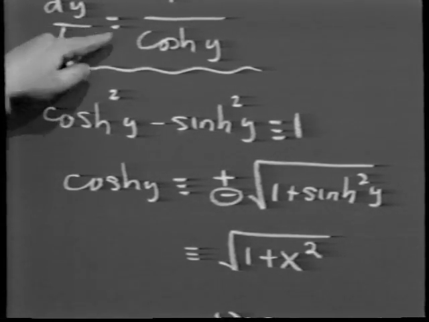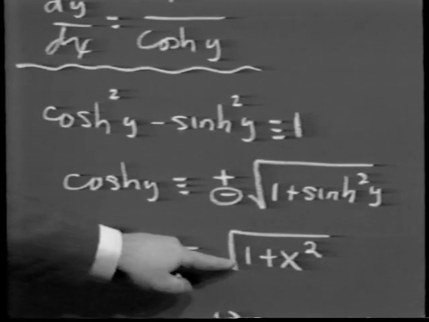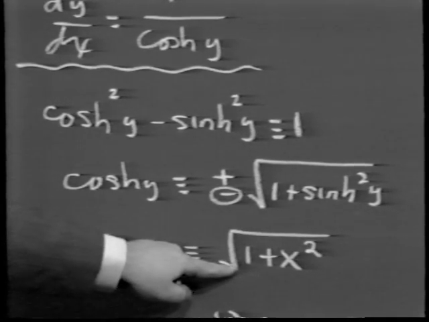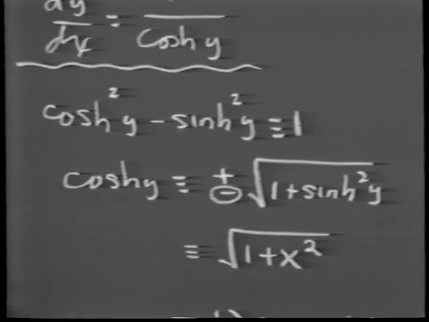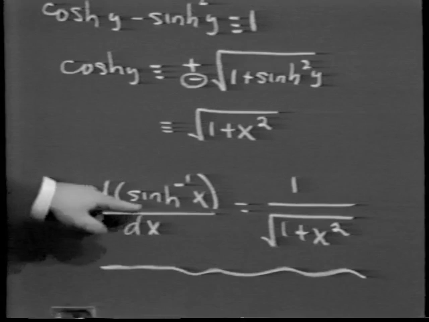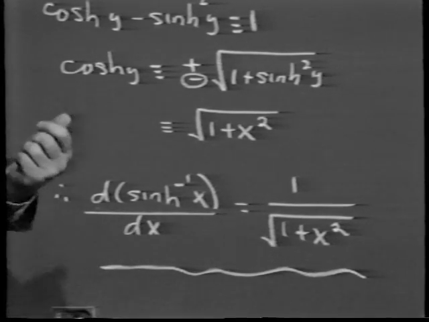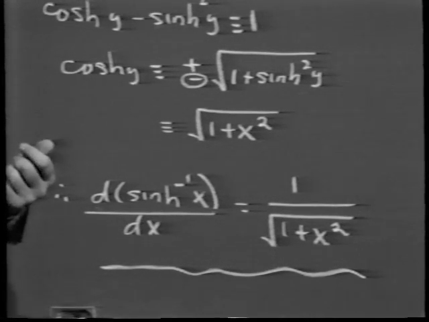Therefore, since dy/dx is the reciprocal of cos y, the derivative of y with respect to x is 1 over the square root of 1 plus x squared, and this is summarized in our last step over here. In other words, the derivative of the inverse hyperbolic sine of x with respect to x is 1 over the square root of 1 plus x squared.